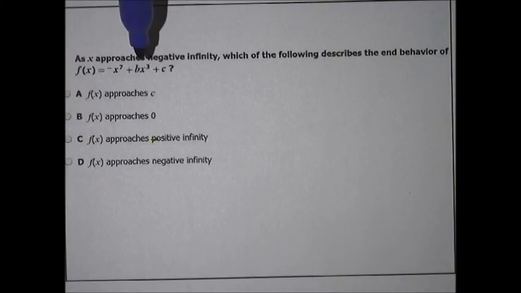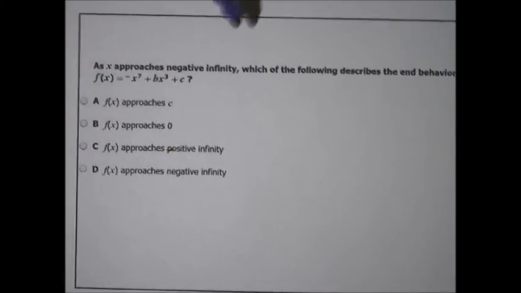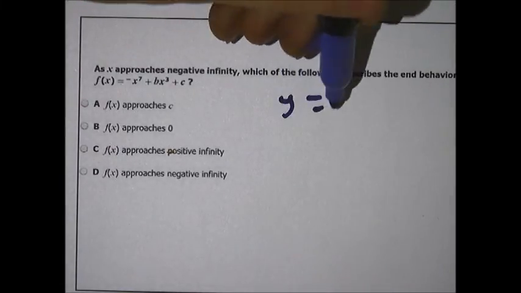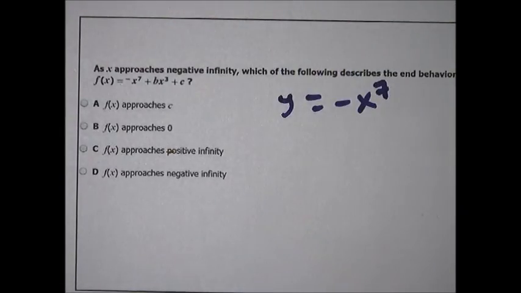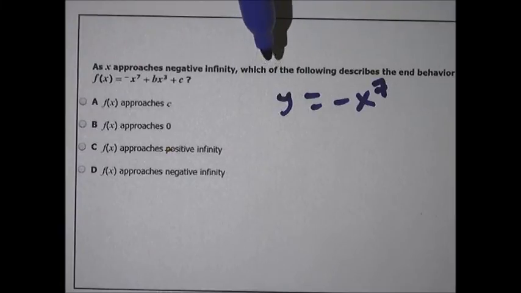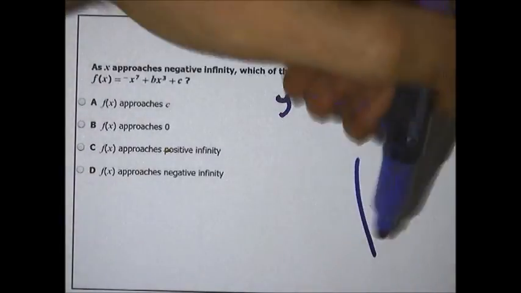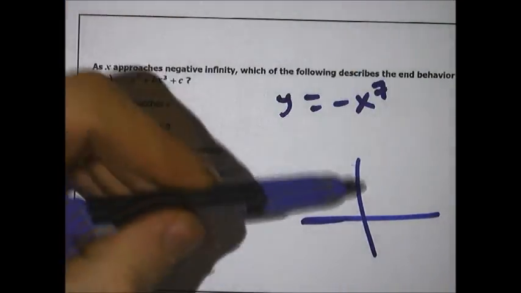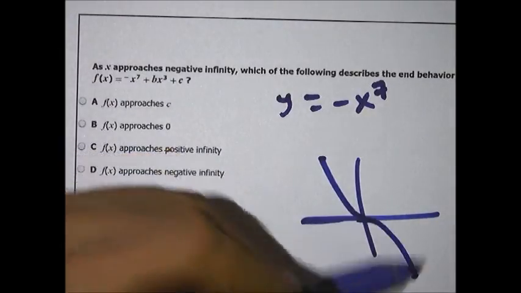We don't know what b x is. I don't know what c is. So I'm going to throw those away, and I'm just looking at negative x to the 7th. You have y is equal to negative x to the 7th. So you want to turn your graphing calculator on, and I will serve as your graphing calculator for right now, but you would want to graph this, and you get something that looks like that.